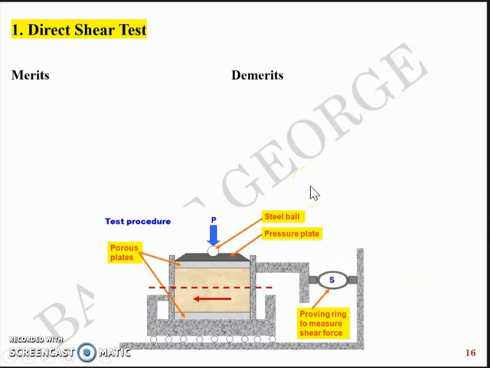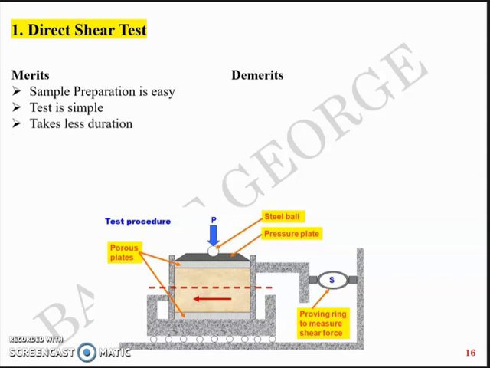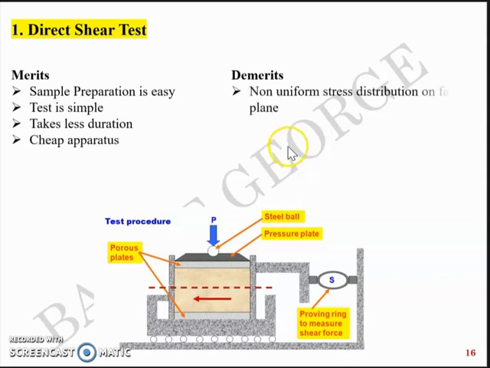Now, direct shear test, of course, has got its own merits and demerits. The merit is that the sample preparation is quite easy. This test is quite simple and it takes less duration compared to the others. The apparatus is also cheap. But the few demerits probably outweighs the merits to a certain extent, and hence this is not usually practiced when you are actually interested to get serious remarks from the laboratory test.